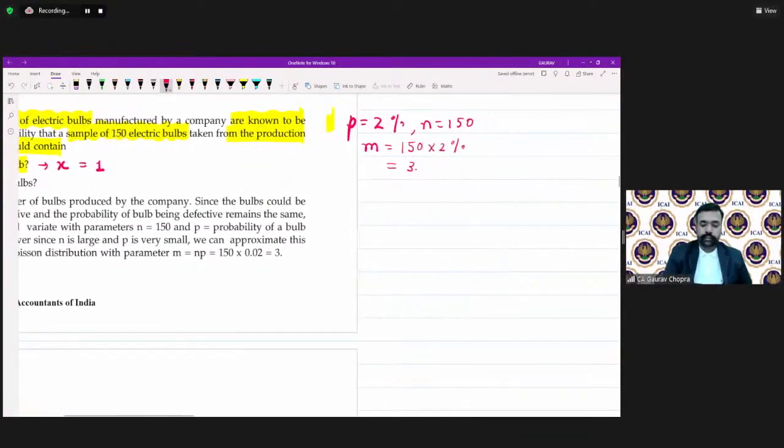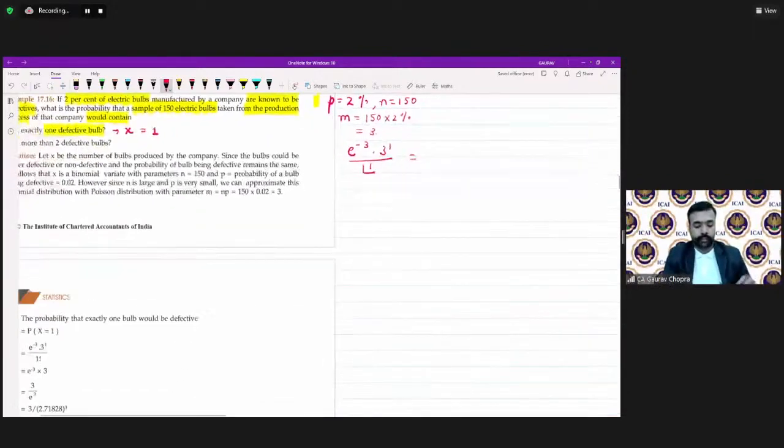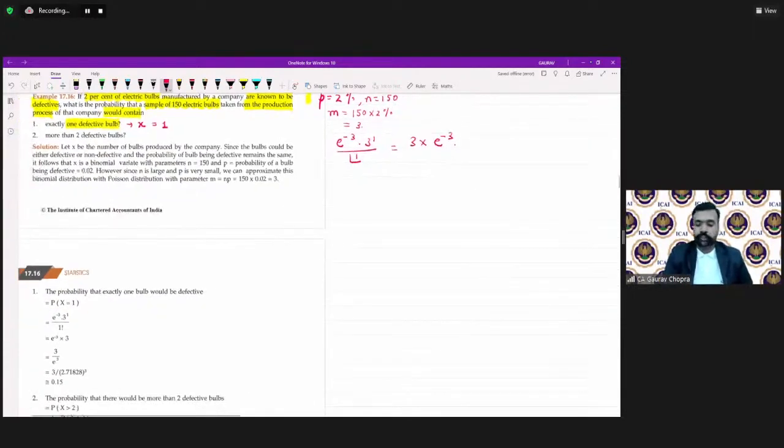So let's solve this. e to the power of minus 3, 3 to the power of 1, and then divided by factorial 1. So how much are we getting? 3 multiplied by e to the power of minus 3. And we already know how to calculate e to the power of minus 3. So what is the final answer we are getting?